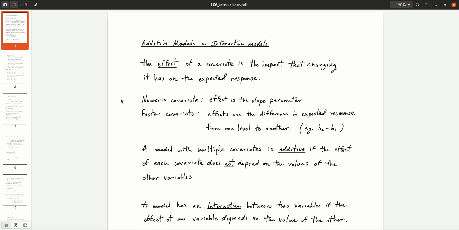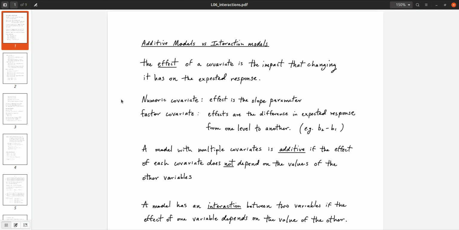We've mentioned the concept of additive models when we talked about factors, when we added a numeric covariate, and when we added a second factor to the model. In this module, we're going to go into more detail about additive models and about the opposite of an additive model, which is an interaction model. So the main concept to understand is what is an effect. An effect of a covariate is the impact that changing the covariate has on the expected response.